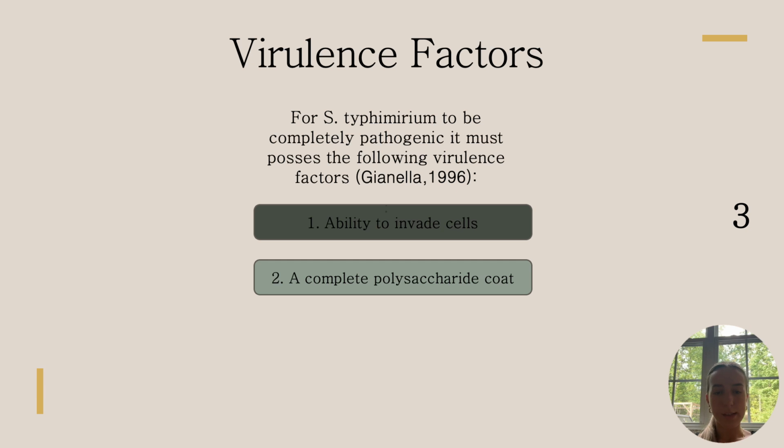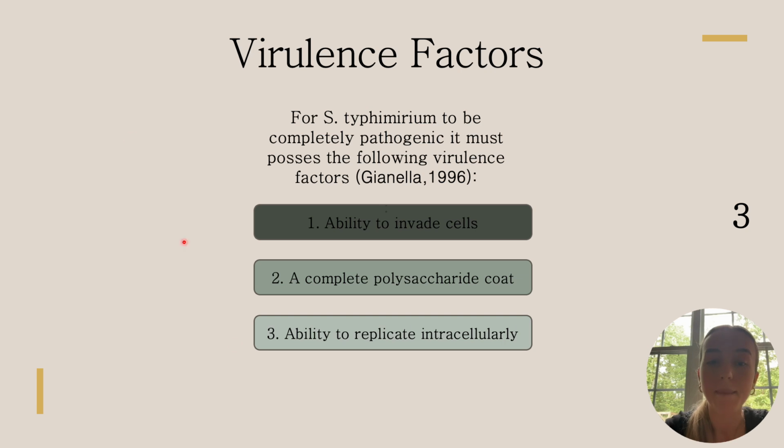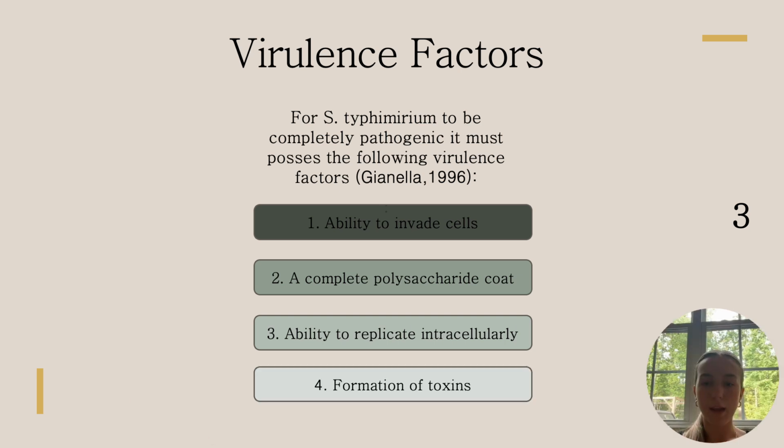Number 2, Salmonella typhimurium must have a complete polysaccharide coat, which it does have on its cell envelope. Number 3, it must have the ability to replicate intracellularly, which Salmonella typhimurium does have. And lastly, it must be able to form its own toxins, which we will see in the next few slides, and once it invades the body, that it is able to do so.